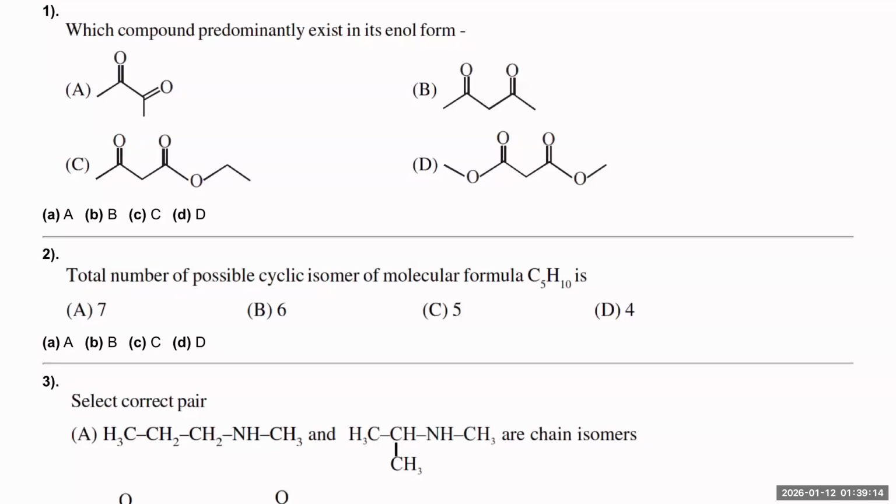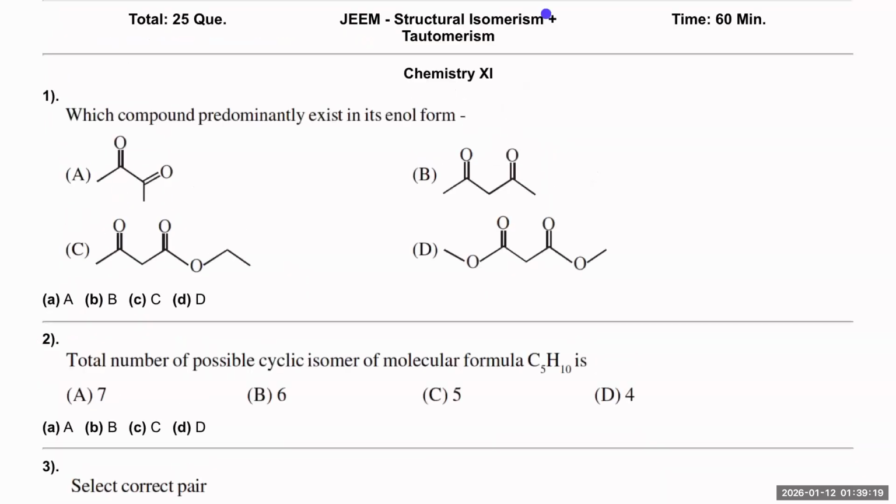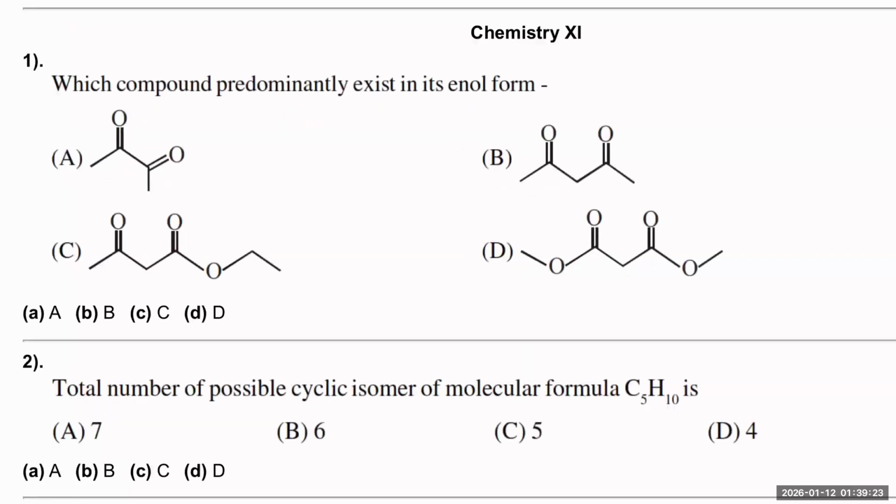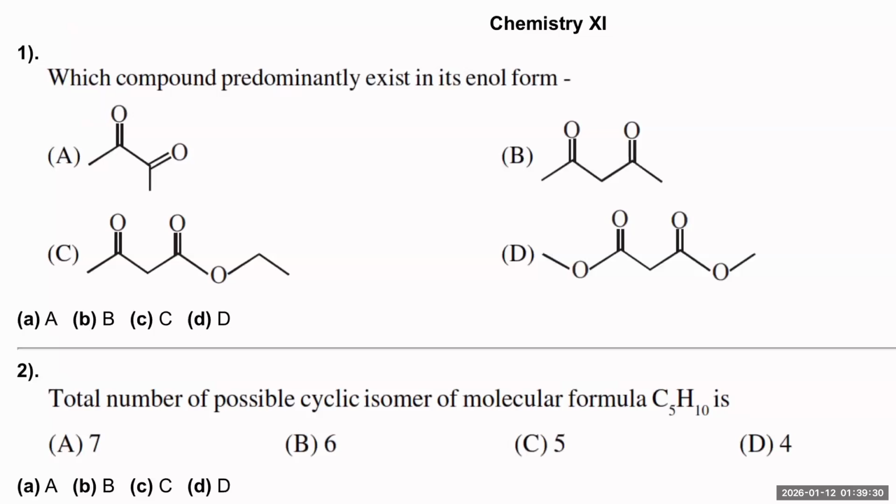In this paper, let's discuss the structural isomerism and tautomerism questions. The first one: which of the following is predominantly going to exist in enol form? Basically, you need to make an enol and see whether it will exhibit some stability.